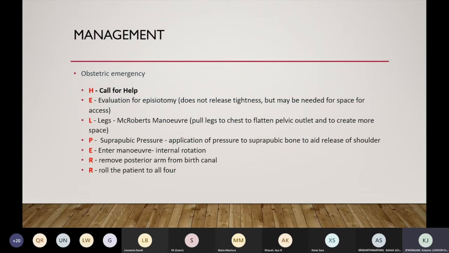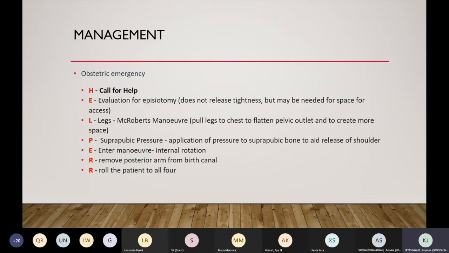What do you do? It's an obstetric emergency. If any of those risk factors are present, the obstetric team would usually call the neonatal team anyway. If it was a normal vaginal delivery, but now you think the baby might be stuck and there's a risk of shoulder dystocia, they will put in an obstetric emergency call, usually with a neonatal crash call. They might do an episiotomy to create more space for the baby to come out.